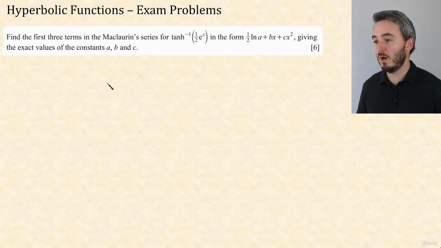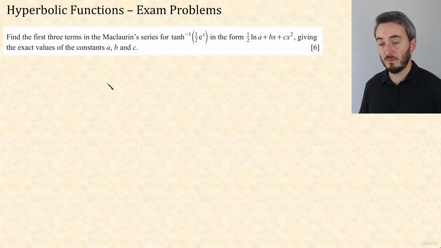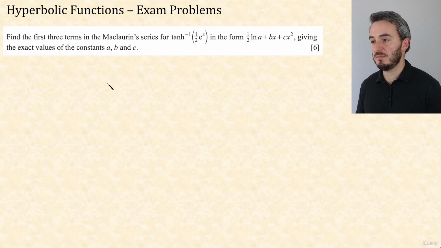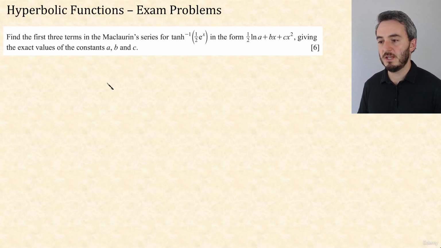In this video, we're going to work through some questions from real exam papers. So this one's from the first question of a paper. There's only one part to it. Find the first three terms in the Maclaurin series for artanh of half e to the x in the form half ln a plus bx plus cx squared, giving the exact values of the constants.